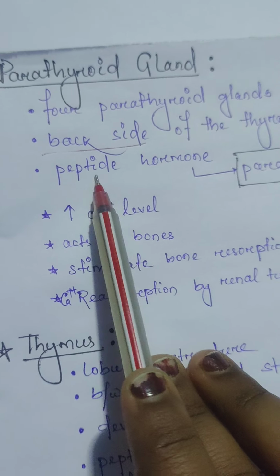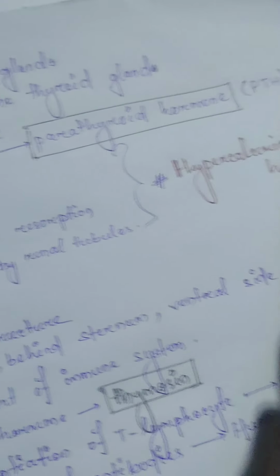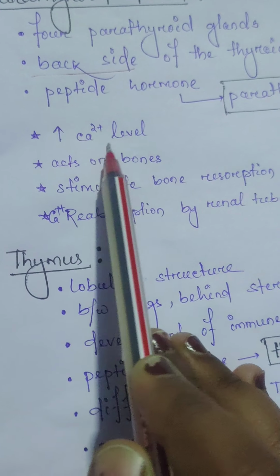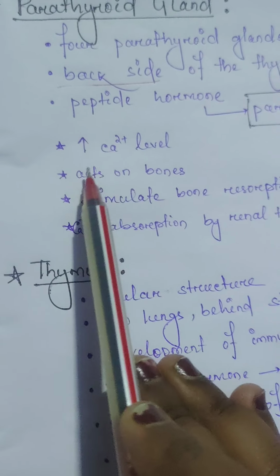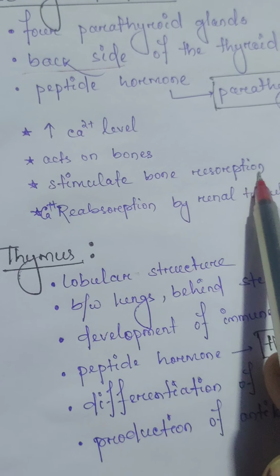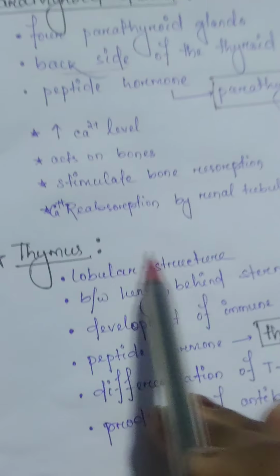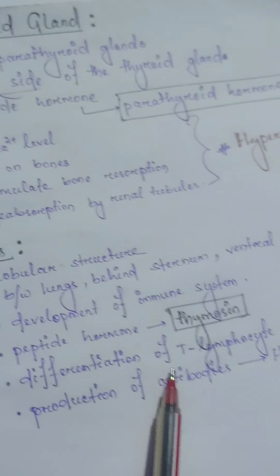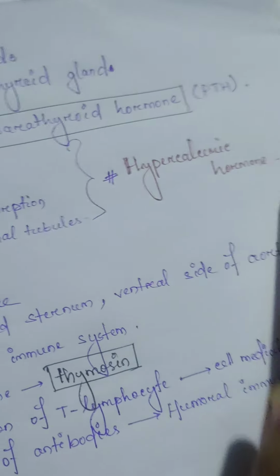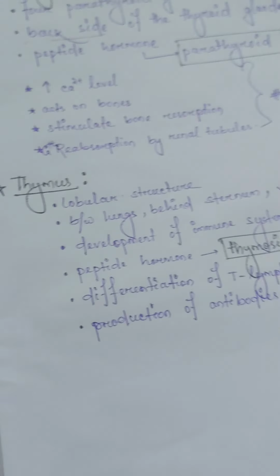Parathyroid gland secretes a peptide hormone known as parathyroid hormone or PTH. PTH also helps in increasing the calcium level in our blood. It acts on bones and stimulates bone resorption and calcium resorption by renal tubules also. So all together, you can say that this parathyroid hormone is a hypercalcemic hormone and it increases the blood calcium level.